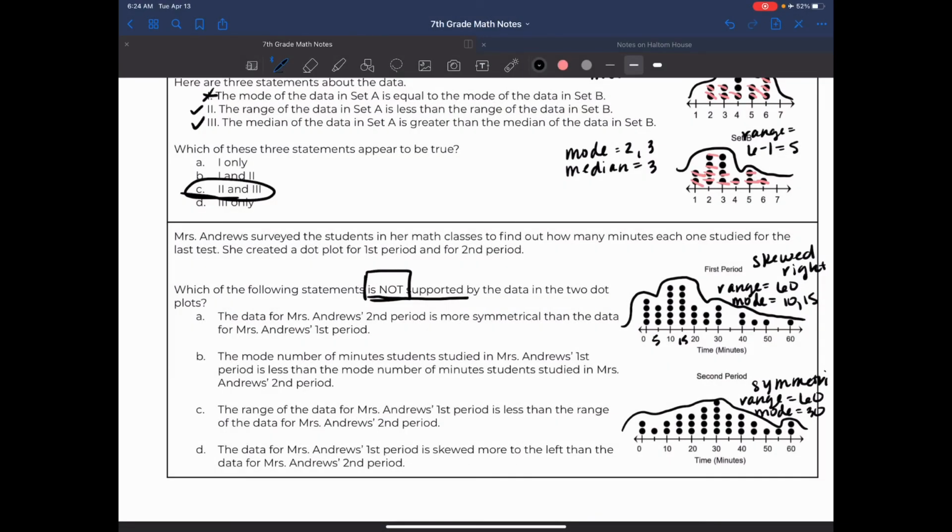Okay, now let's go through our answer choices. Answer choice A. The data from Mrs. Andrews' second period is more symmetrical than the data from Mrs. Andrews' first period. Well, it is more symmetrical. I agree. True. The mode number of minutes students studied in Mrs. Andrews' first period is less than the mode of number of minutes studied in her second period. Well, that's true.